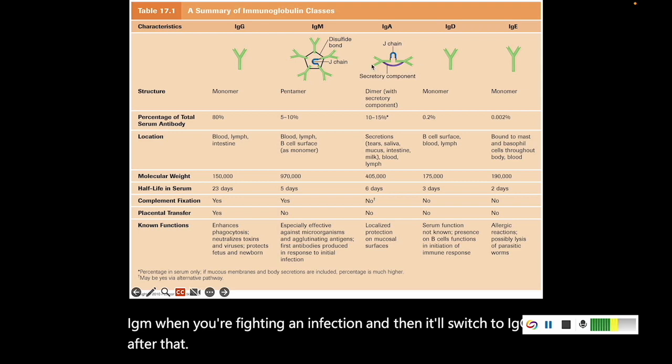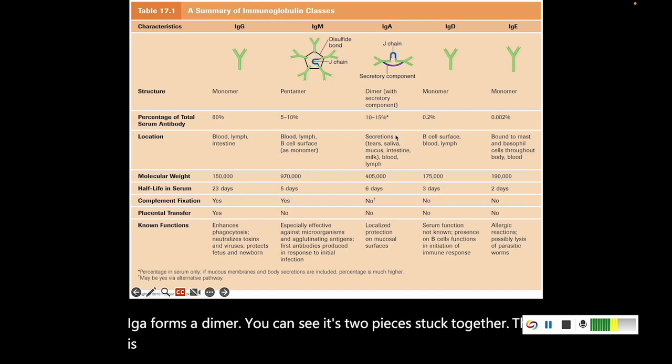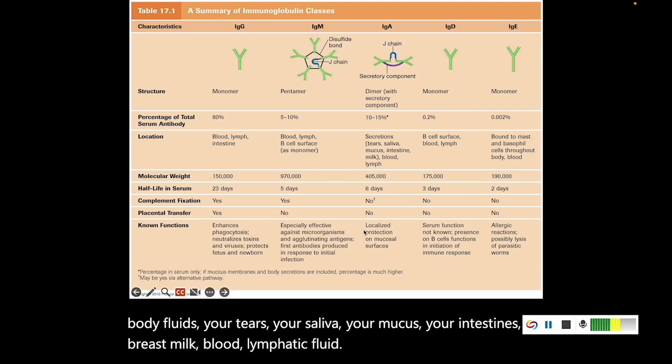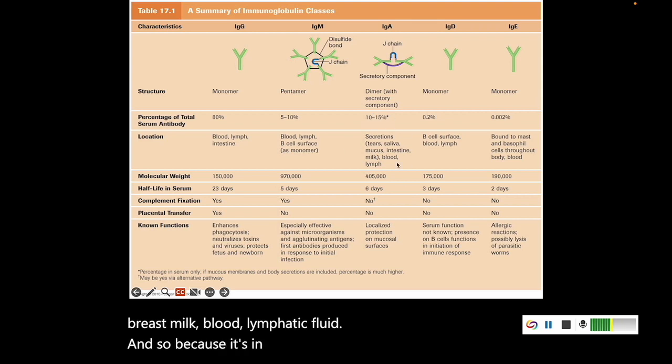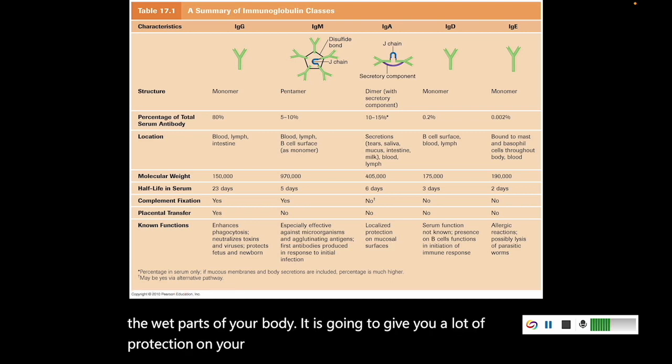IgA forms a dimer. You can see it's 2 pieces stuck together. This is found in a lot of body secretions. So just think of any types of body fluids: your tears, your saliva, your mucus, your intestines, breast milk, blood, lymphatic fluid. And because it's in these wet parts, it's important in protecting the wet parts of your body. It is going to give you a lot of protection on your mucosal surfaces.